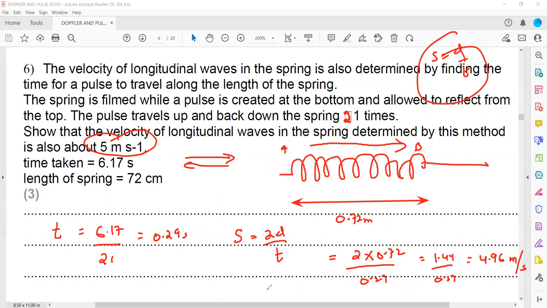Is it clear, the discussion of how we work out the speed of this wave in a spring as it traveled 21 times back and forth?